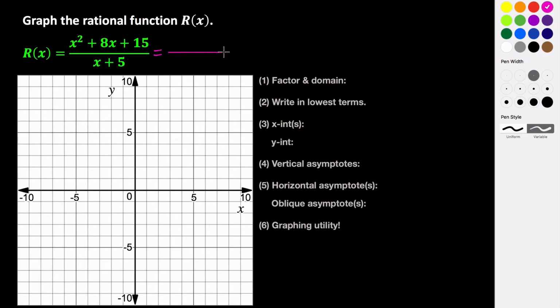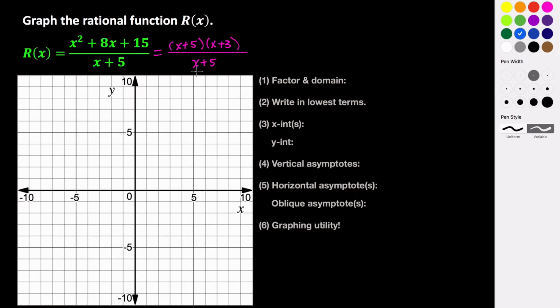So if we factor the numerator, it factors to be x plus 5 times x plus 3, and then the denominator doesn't factor, it's just x plus 5. So that's the factored form.